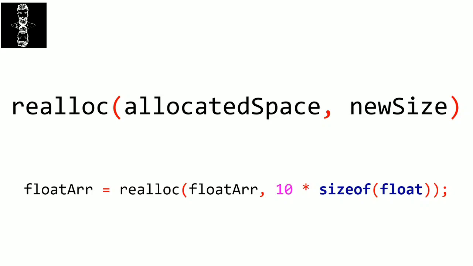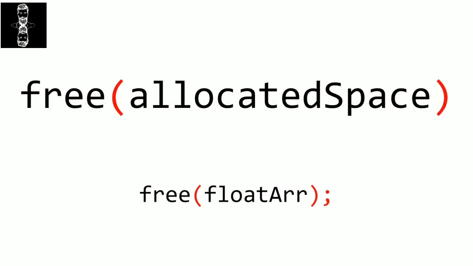Just the time to talk about the last function, which is free. This one will deallocate the space previously allocated by malloc, calloc or realloc. It takes one parameter, which is the allocated area, and it will deallocate it from memory. So the pointer will have the value null after it. And it's better to free every allocated space before ending the program, as we will see in this example.